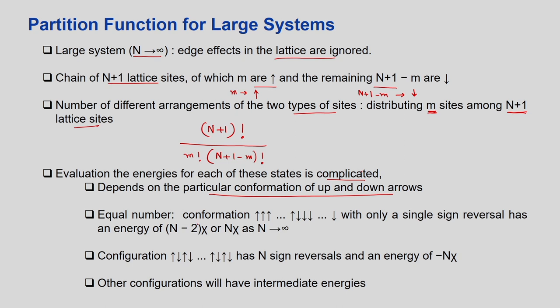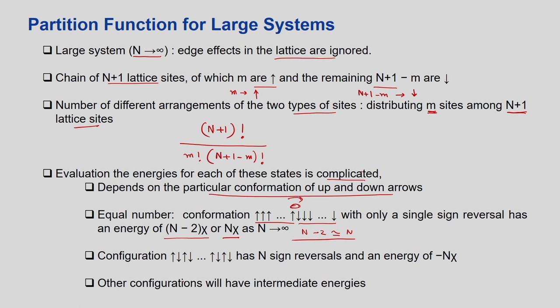See, let's say there are n number of sides, and out of that half of them are up and half of them are down. So, there is only one sign reversal at this area. In this case, the interaction will be n minus 2 times the coupling factor. If n is very large, as in the case of liquids, it will be n times this, because n minus 2 is almost equal to n, we assume.